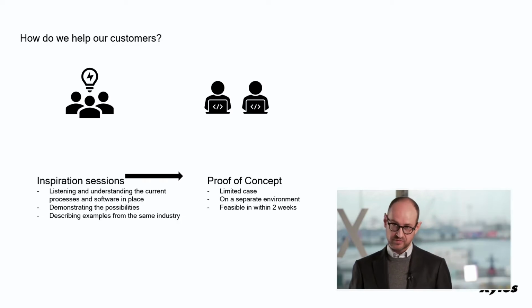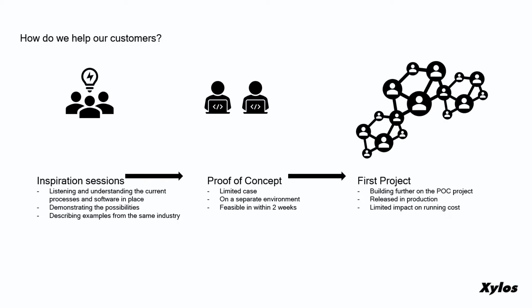And after that proof of concept, we move over to a first project. So we don't start with a digital transformation program. We don't start with a huge project. We start with listening, a small project, and then we move over to a real project in production. We help you build up the scene for RPA and for automation. Automation is not very difficult.